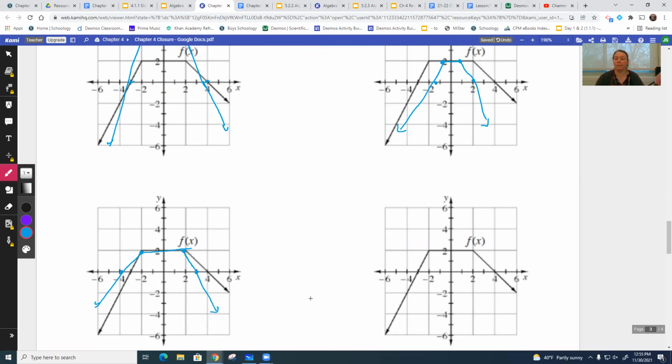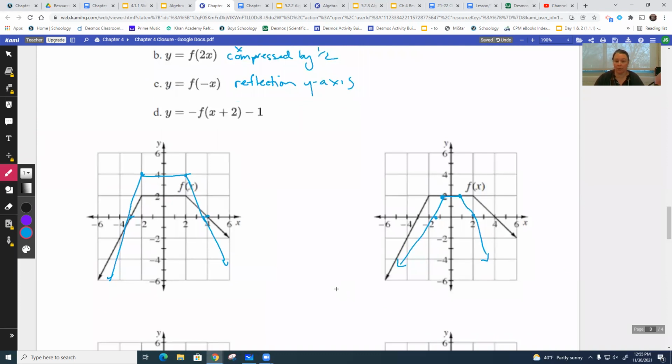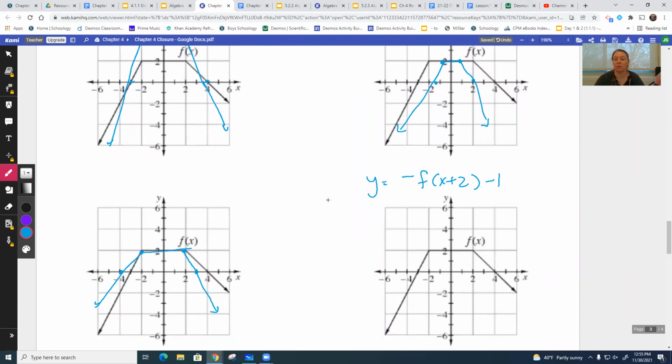And the last one, I think I'm going to have to rewrite it. There's no way I'm keeping this all in my head at the same time. So negative f of x plus 2, minus 1. That negative in front is going to reflect over the x-axis. This is going to move it to the left 2, and this is going to go down 1. So each of these points is going to have to flip over, and it's going to have to shift.